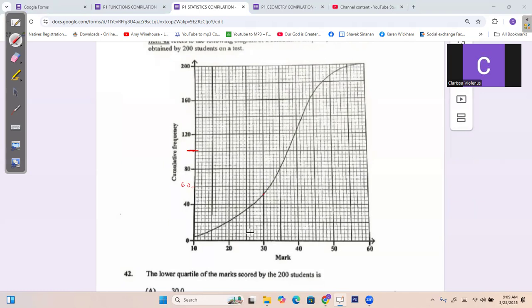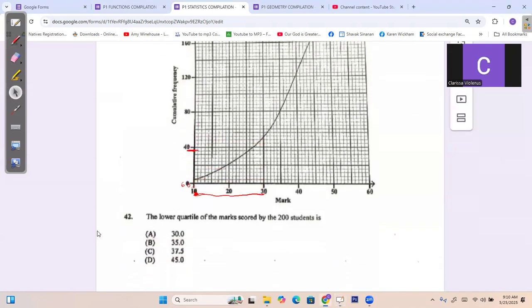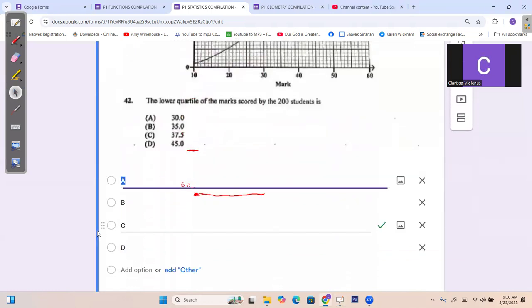Hope you all see that, because I can't draw a straight line. So I did my best. 50 is here. 50 is halfway here. If I was to go across and bring it down, that's where you're going to land. So it's about 30. So my answer is A.